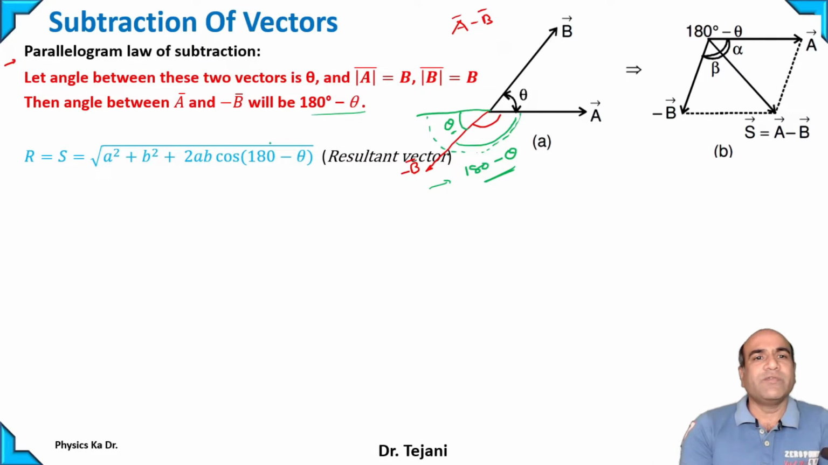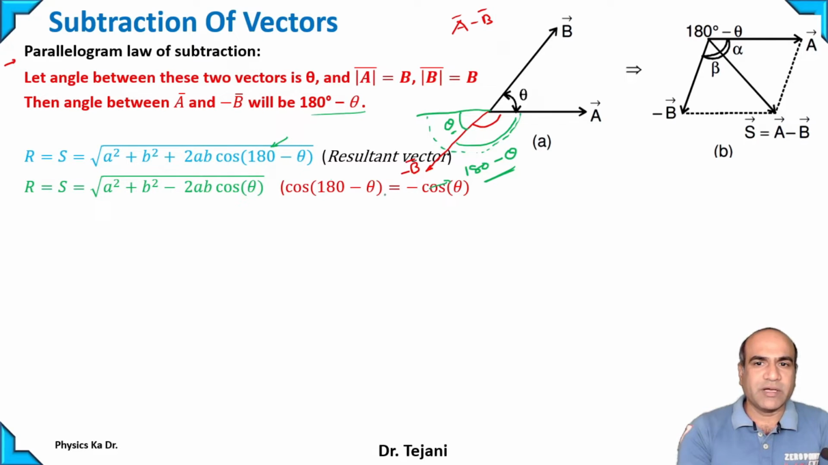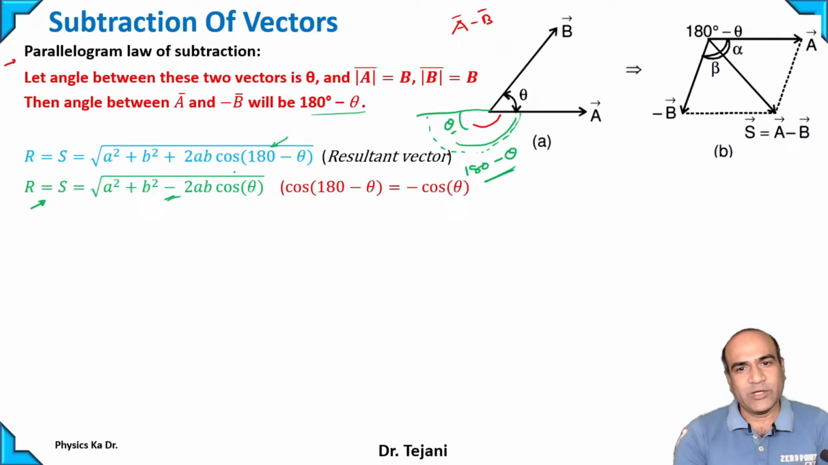And now we have the equation: resultant is equal to root of A square plus B square plus 2AB cos theta. But here theta is 180 minus theta, and cos of 180 minus theta becomes minus cos theta. So this is the final equation when we take A minus B, and this term should be negative.